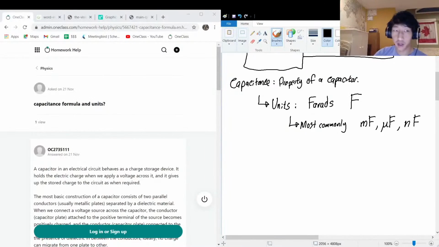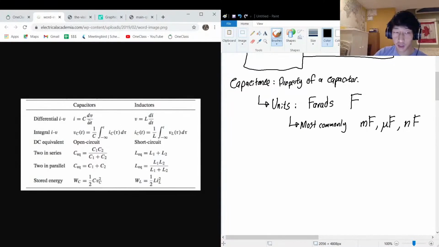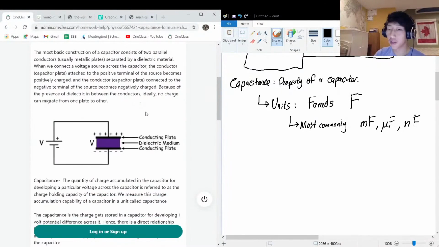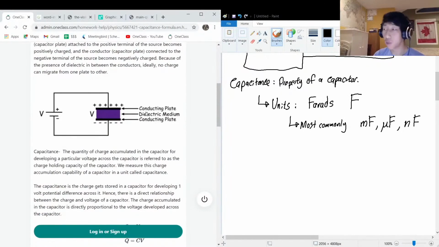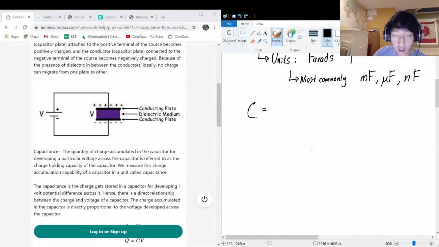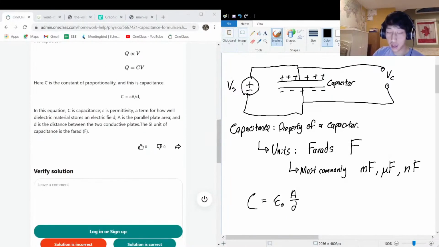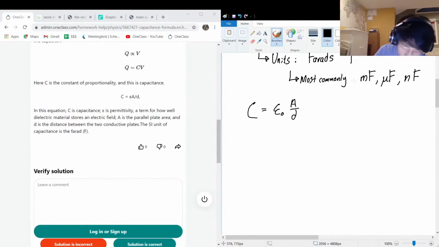Okay, now how would you find it? Well, when I search up capacitor equations, the one I wanted to start with is, if we only know the capacitor and we don't know what it's acting like in a circuit, we can figure out the capacitance. How this is calculated is C equals epsilon times A over D. I'll explain what some of these things mean. C is the capacitance.